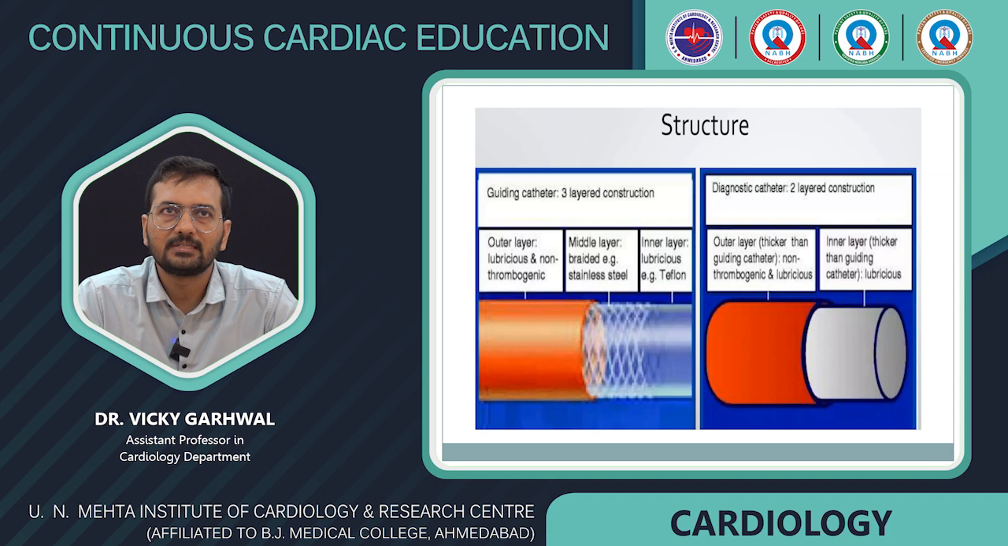This diagram depicts the guiding catheter structure made up of 3 layers, while diagnostic catheters are made up of 2 layers. The outer layer is lubricious and non-thrombogenic in both of them. The middle layer is braided in the case of the guide, so it is braided with stainless steel, and the inner layer is made up of Teflon.